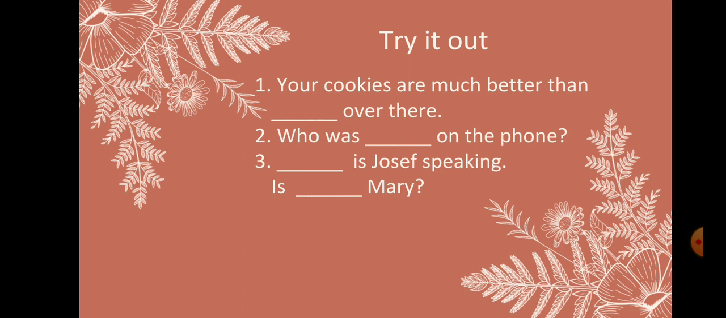Number 2, who was on the phone? And the third one, Joseph speaking, is Mary. Think about it. Both of them. Number 2 would be: who was that on the phone? And number 3: this is Joseph speaking. Is that Mary?